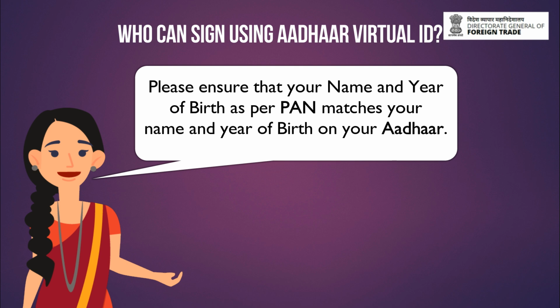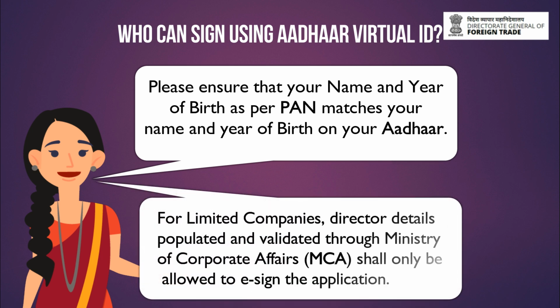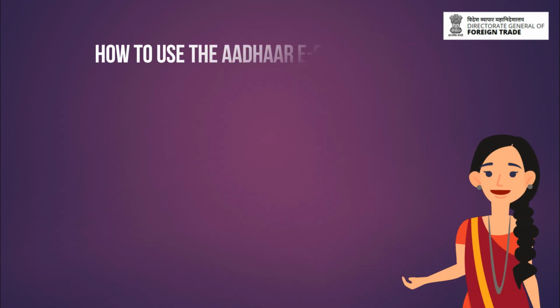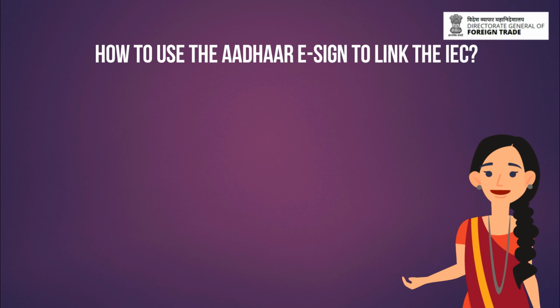Please ensure that your name and year of birth as per PAN matches your name and year of birth on your Aadhaar. For limited companies, director details populated and validated through Ministry of Corporate Affairs (MCA) shall only be allowed to e-sign the application. How to use the Aadhaar eSign to link the IEC?